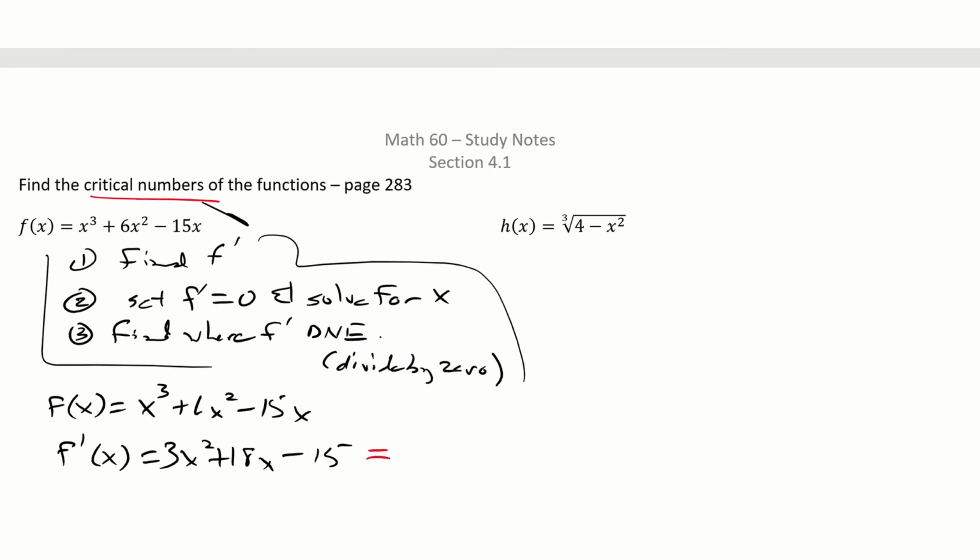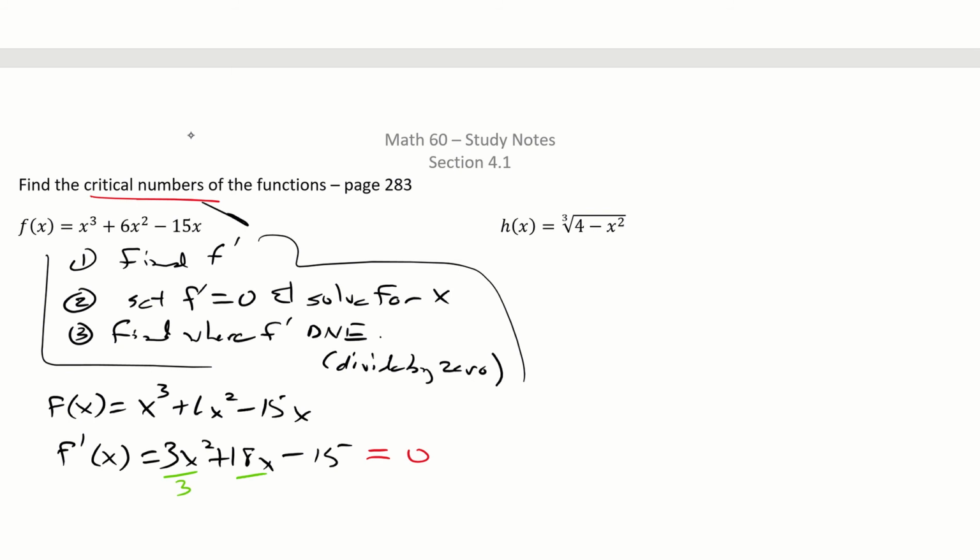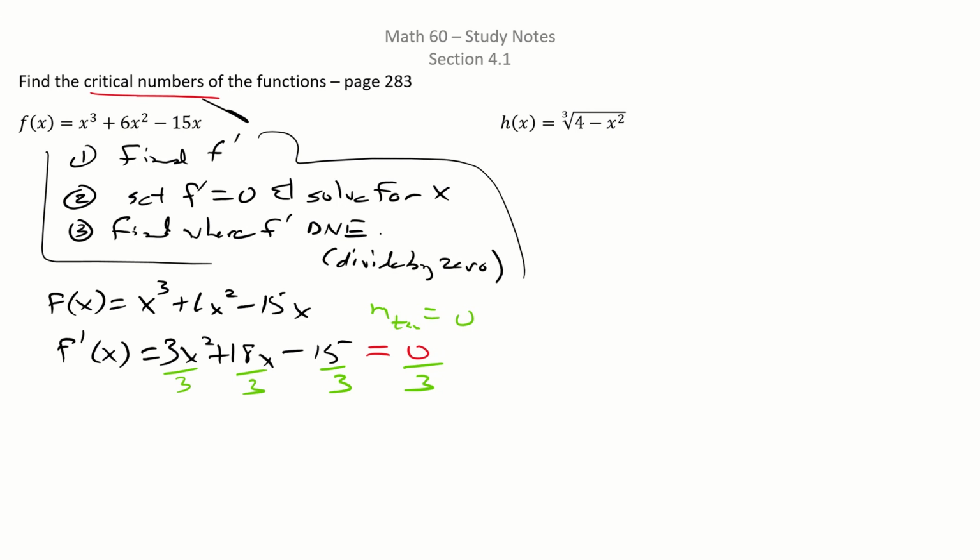Step 2, set it equal to 0. And I solve it. First thing I notice is, how about we divide by 3? You know what we're doing here right now? We're looking for, where is m tan equal to 0? Remember that clue I gave last video? I said, I wonder where these occur, and I wrote these little horizontal tangent lines on the curve. Yeah, it's where the derivative is 0. I hope that makes sense.